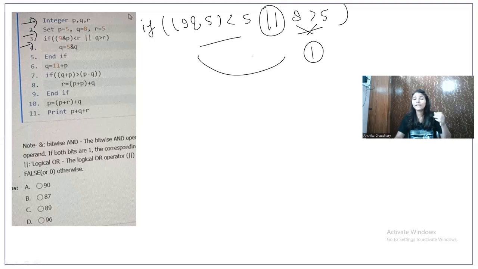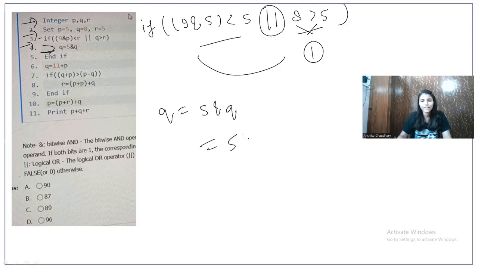First of all, try to analyze the question. Is there any easy way to solve it? We have found an easy way: from here we get 1, and if we get 1, the condition will be true. So we will come into the if part, and what we will do is assign q the value 5 and q, right? So 5 and q, where the q value was 8. This is the bitwise AND, so we need to convert them into binary, and then we will solve this.